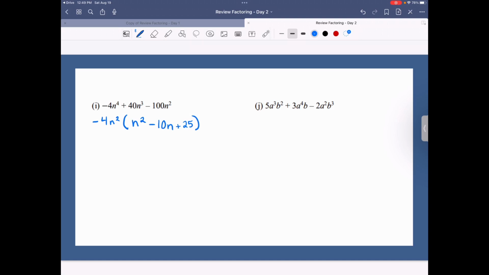All right. And 25 is 5 times 5. And 5 times 5 is 10. If I make them both negative, then this is a perfect square trinomial. Because if I write them as factors, it would be n minus 5 and n minus 5. But I could skip that step and just write n minus 5 squared, as you should.